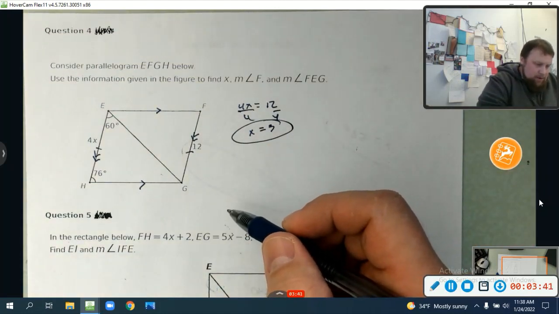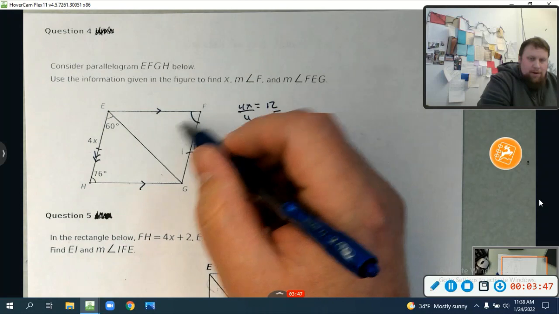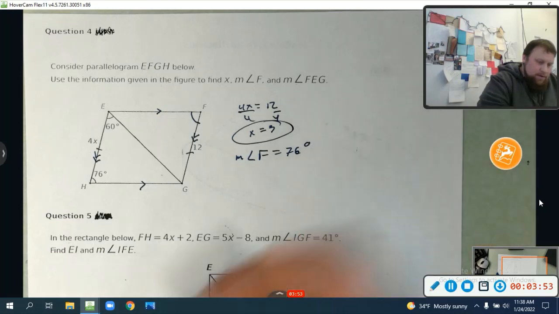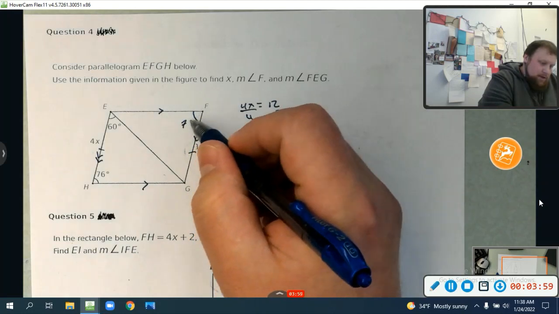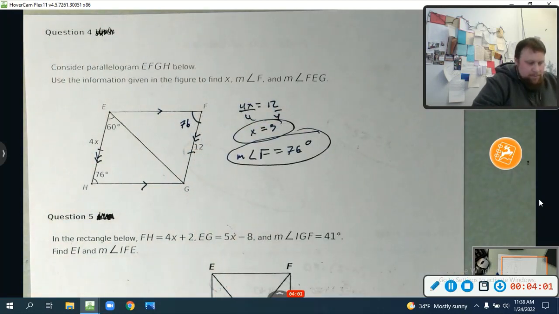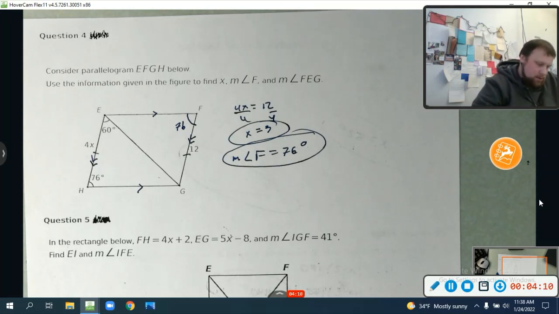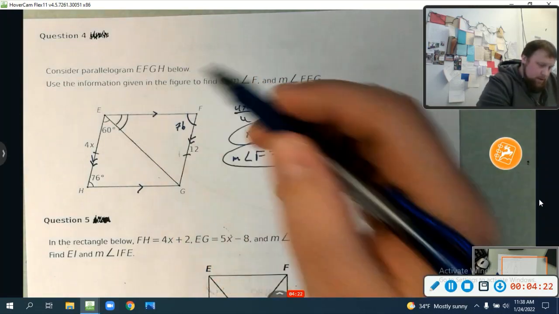Let's find the measure of angle F right here. Well, opposite angles are congruent. So measure of angle F equals 76 degrees. Boom. It just is, right? It's the same as H. Now, I want the measure of angle FEG. See, FEG. So right here, that's actually not that bad.